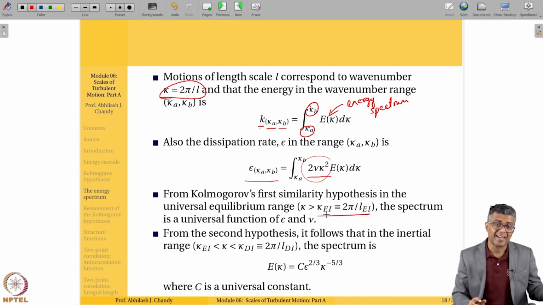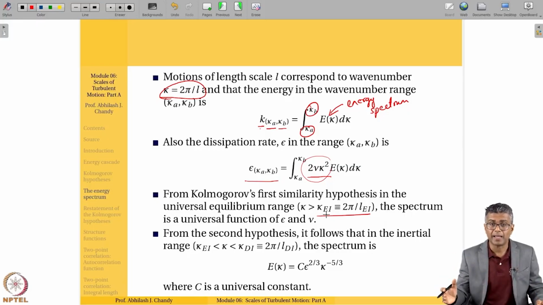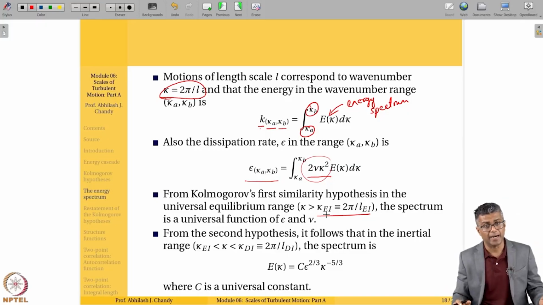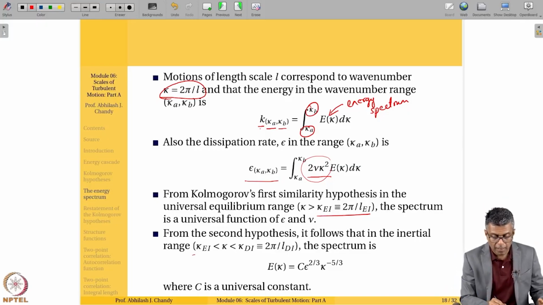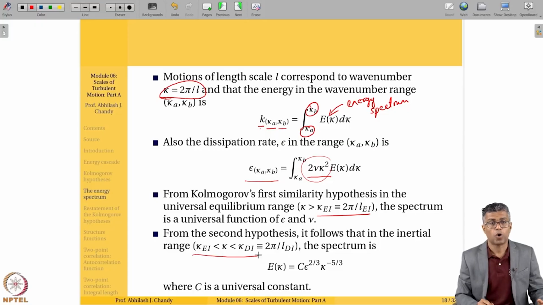Next, from the second similarity hypothesis, or his third hypothesis, Kolmogorov's third hypothesis, we know that in the inertial subrange, that is L less than L_EI and L greater than L_DI, so kappa less than kappa_DI or kappa greater than kappa_EI, and this is, by the way, equivalent to 2 pi over L_DI. The spectrum is E(kappa) = C epsilon to the 2/3 kappa to the minus 5/3.